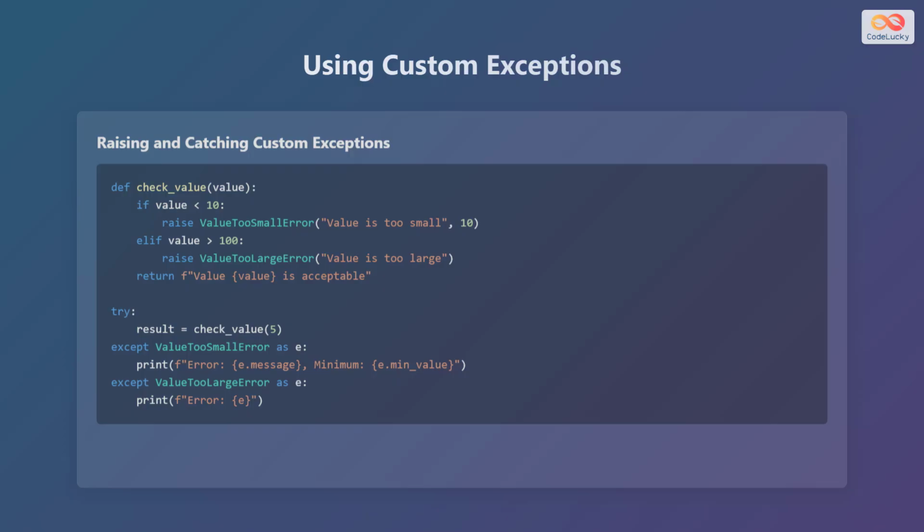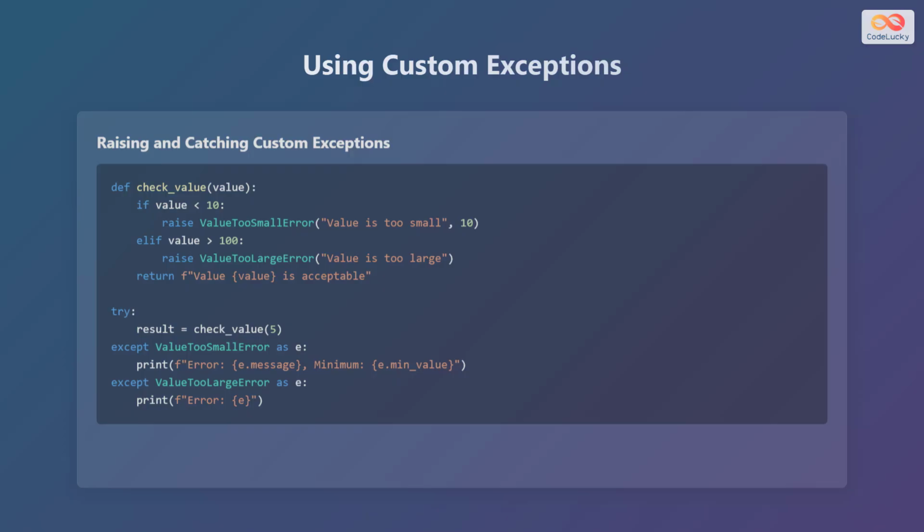Let's see how to use custom exceptions in practice. To raise a custom exception, use the raise keyword followed by an instance of your custom exception class. In this example, the check_value function raises a ValueTooSmallError if the input value is less than 10, or a ValueTooLargeError if the value is greater than 100.